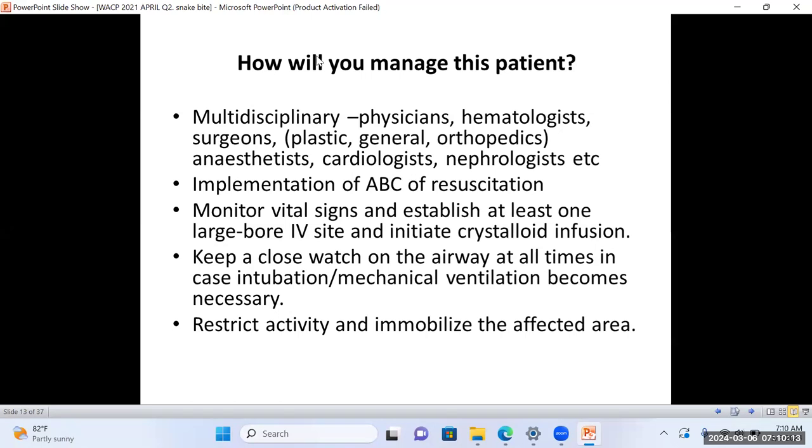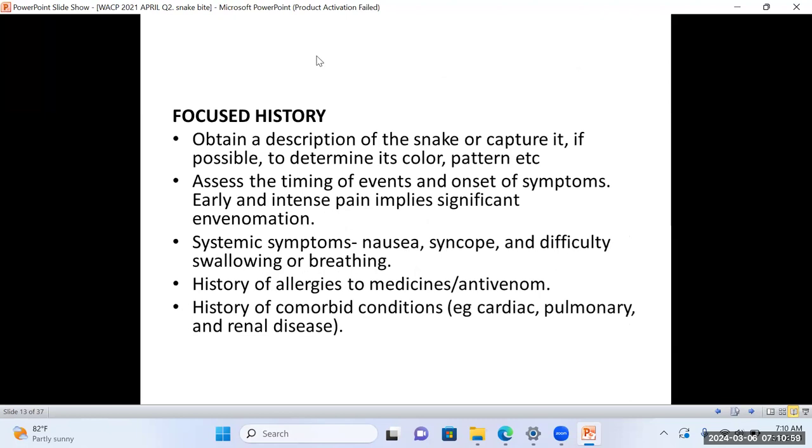So for the second question, it specified how will you manage the patient in the emergency or at the A&E. So I want to implement my ABC of resuscitation, ensure the airway is patent, I'll remove every form of obstruction, assess if the patient will need intubation or mechanical ventilation. Then I also want to assess for breathing. If he's breathing, check the oxygen saturation, commence oxygen where necessary, maintain saturation above 94%, keep a close watch on the airway. For the circulation, I'll ensure I secure a wide bore IV site and initiate IV infusions. I want to restrict activity in the limb and immobilize that affected area.